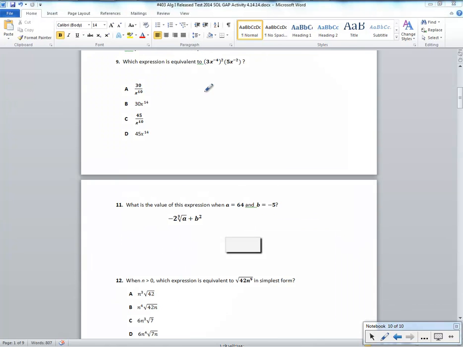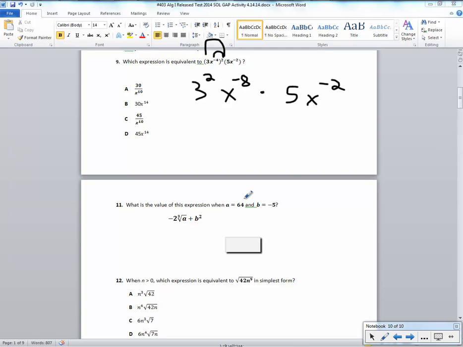Number 9, what we're doing here is we need to do the exponent rule. So you're going to distribute the 2 to both. So this will become 3 squared x to the negative 4 times 2, which is negative 8. And then you're going to also multiply that by 5x to the negative 2. Simplify this, and remember negative exponents go on the bottom.